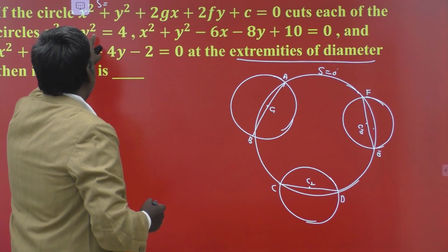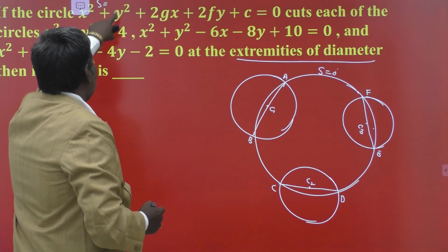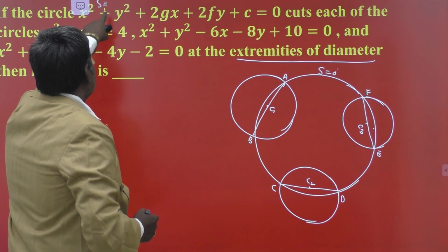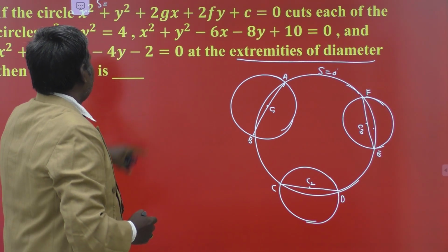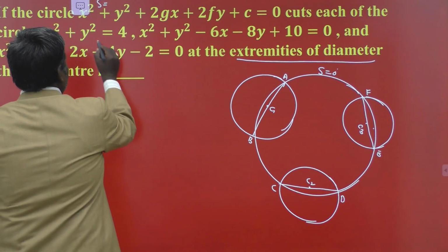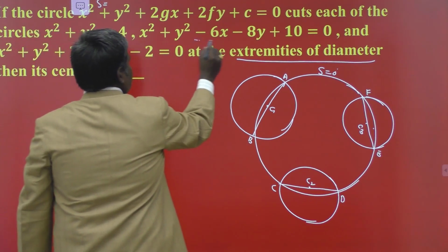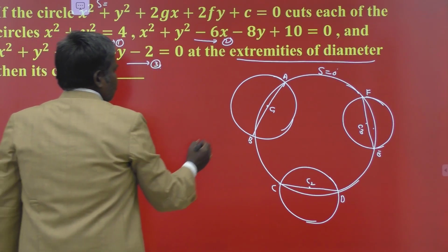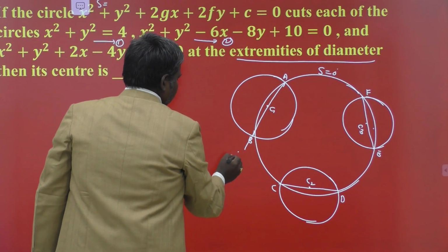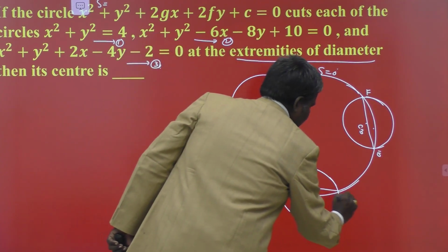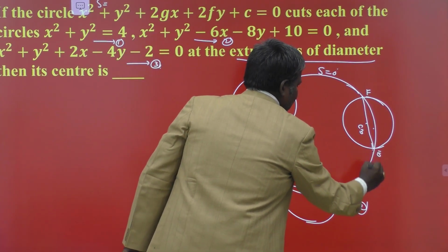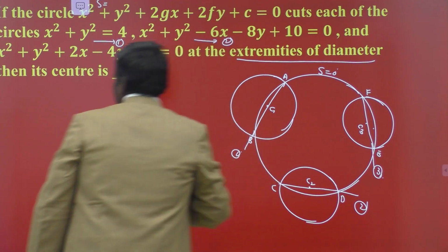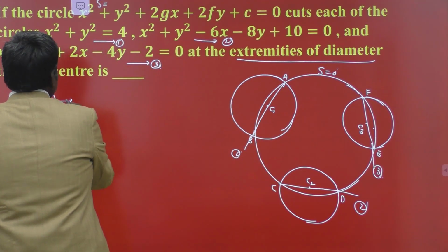So first of all, we subtract these two, one from the other, the first two circles. S equal to 0 is there, x square plus y square is equal to 4 is the first equation. This is the second equation and this is the third equation. So this is the radical axis, the first radical axis, this is the second radical axis, this is the third radical axis. Now what is the equation of the first radical axis?